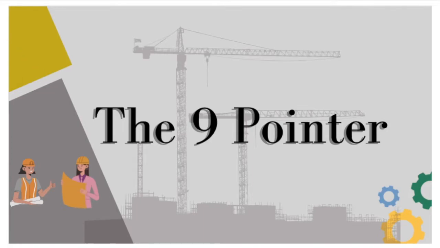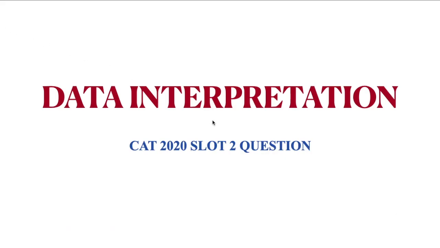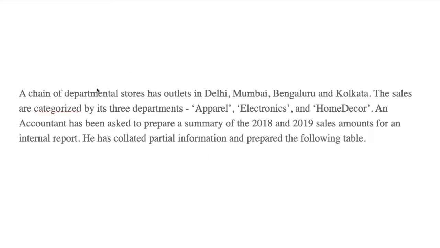So let us go. This data interpretation is also a previous CAT question. It is from CAT 2020 slot 2. The question is, a chain of departmental stores has outlets in Delhi, Mumbai, Bengaluru and Kolkata. The sales are categorized by its three departments: apparel, electronics and home decor. So these are the three departments.